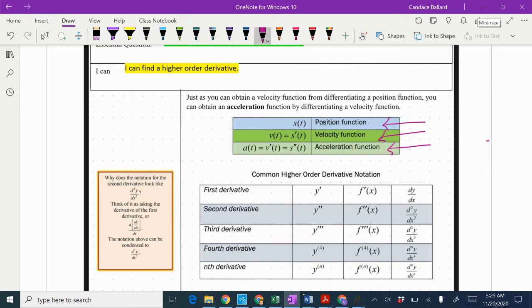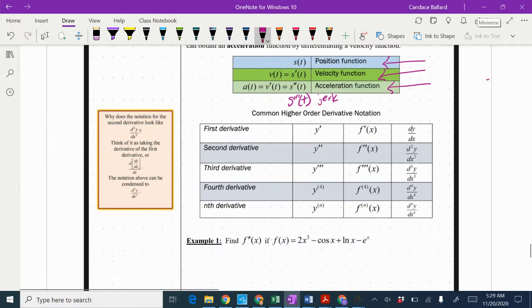We don't use the next one quite as much if we actually go to the third derivative. It's called the jerk, okay? But you don't see that one. You'll see the velocity and the acceleration.